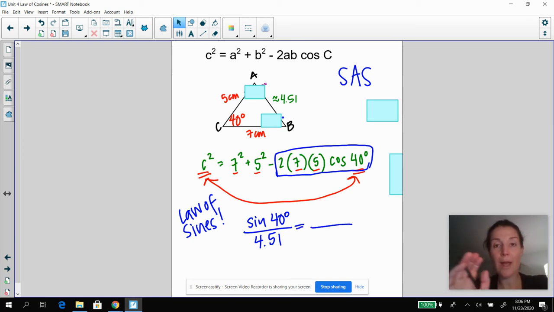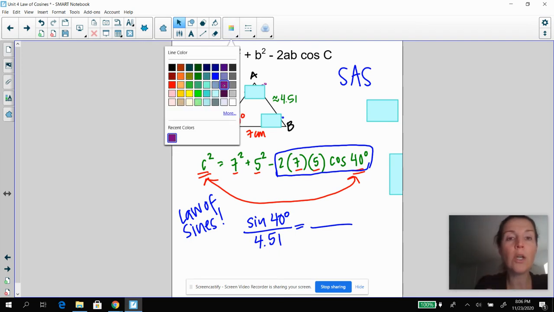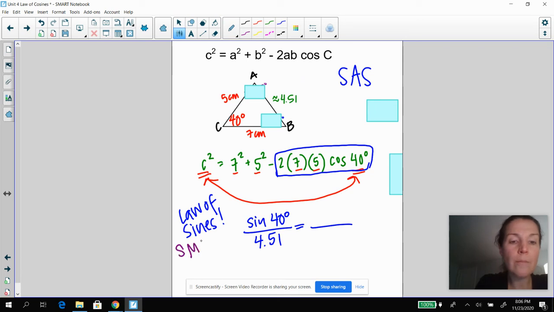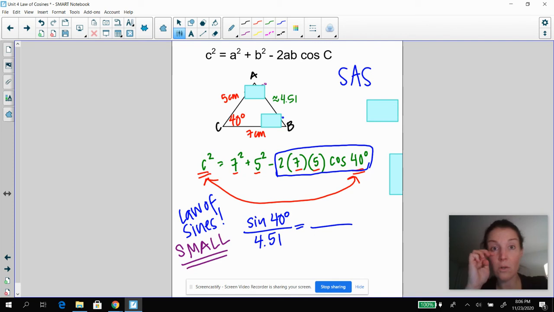Now here is where I have a choice. This is what you have to remember: with law of sines, you are always going to go small. So you are going to start with the smallest angle or the smallest side. Right now, do you see how 5 is less than 7? We're going to solve for angle B next.